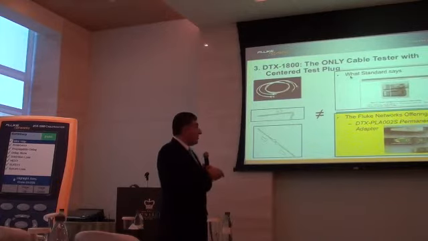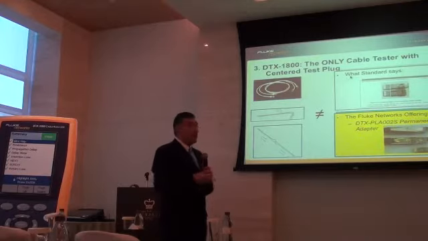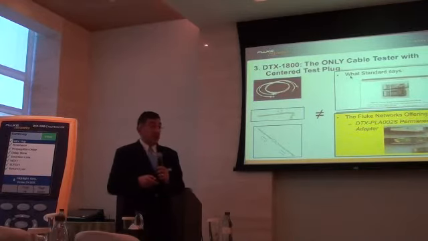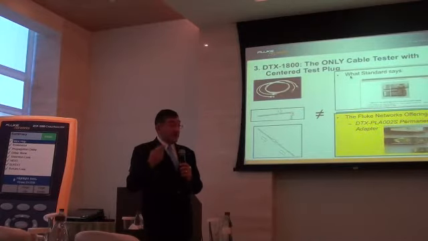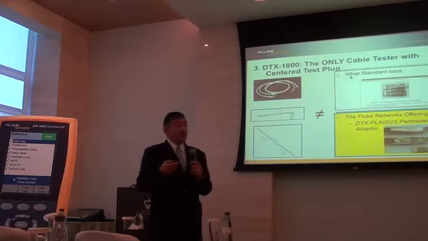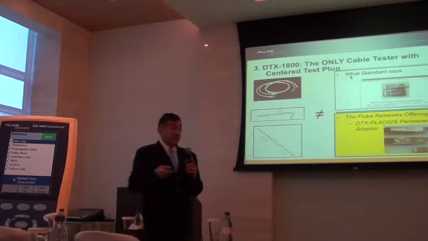Not necessarily. There is a reason. Because first of all, the test that we do is called the permanent link test. It's not a channel test. It's from the wall to the patch panel. Yeah, but in the real world, we are not so concerned with the permanent link. We are about the whole link. Okay, I will explain to you.